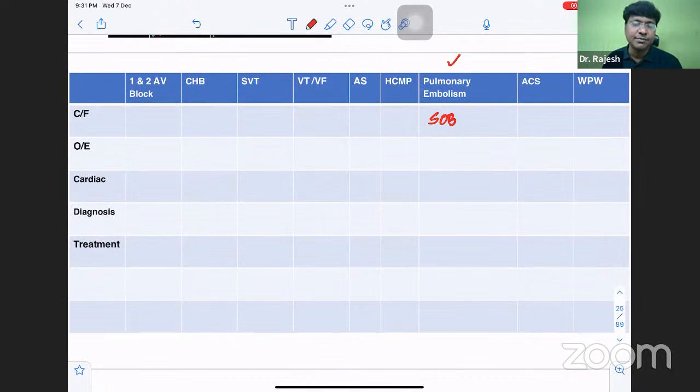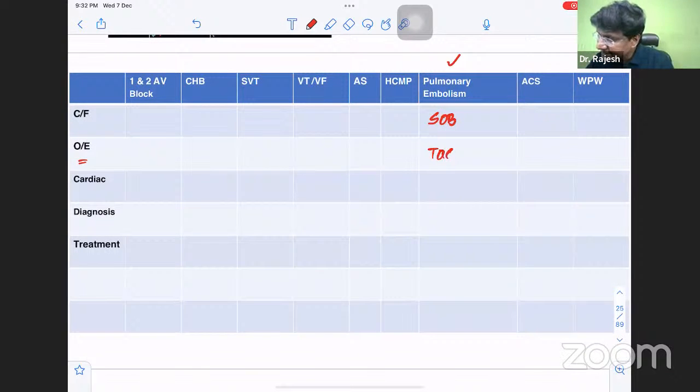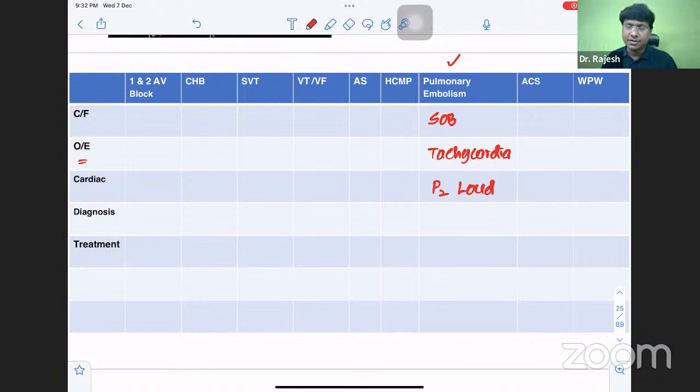But why is there a syncopal attack? Already I have discussed. In pulmonary embolism, there will be increased afterload on the right ventricle. So because of that the right ventricular pressure increases, which will push the interventricular septum towards the left ventricle. So the LV lumen reduces. When the LV lumen reduces, LV volume reduces. When LV volume reduces, the cardiac output reduces and cerebral perfusion decreases, resulting in a syncopal attack. And on examination, these patients will have tachycardia. And on cardiac examination, what is very important is that the P2 will be loud in patients with pulmonary embolism. Then, how will you diagnose pulmonary embolism?